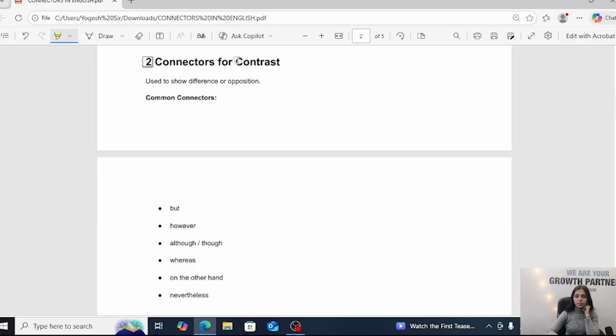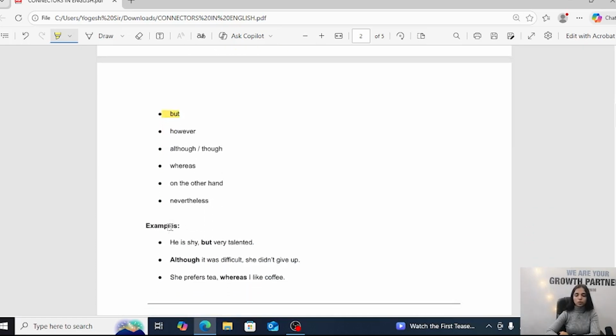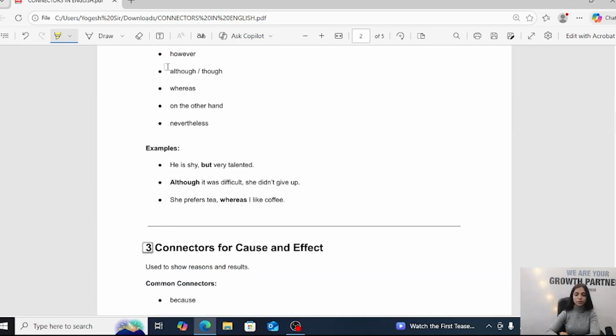See, contrast, understand first. Contrast means something completely opposite. So when we use a connector like but in our usual daily language, we say I like it, but sometimes I don't. So here we are using two opposite situations. Let us see what other words you can use in place of but, or as a connector for contrast. Second is however. Third is although or though. Next is whereas. Next is on the other hand, or maybe you can also use nevertheless.